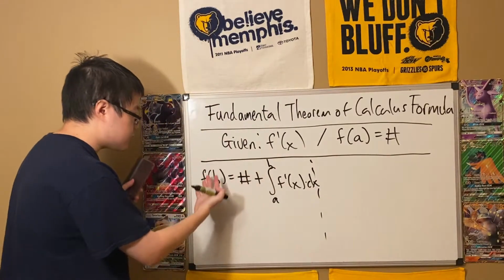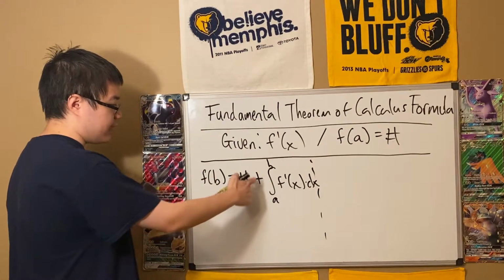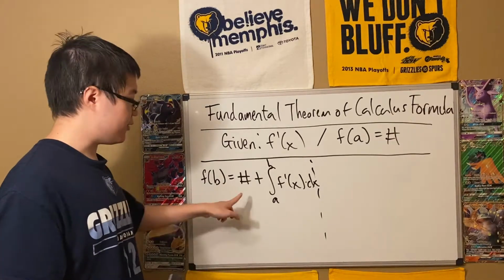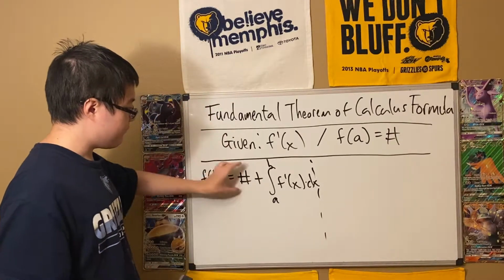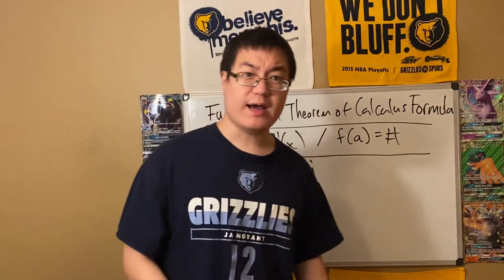What I like to do is bring that f of a to the other side. That's why we have the pound sign here. I think this is called the pound sign. So we have the number plus the integral. This is the way I'm going to set it up.